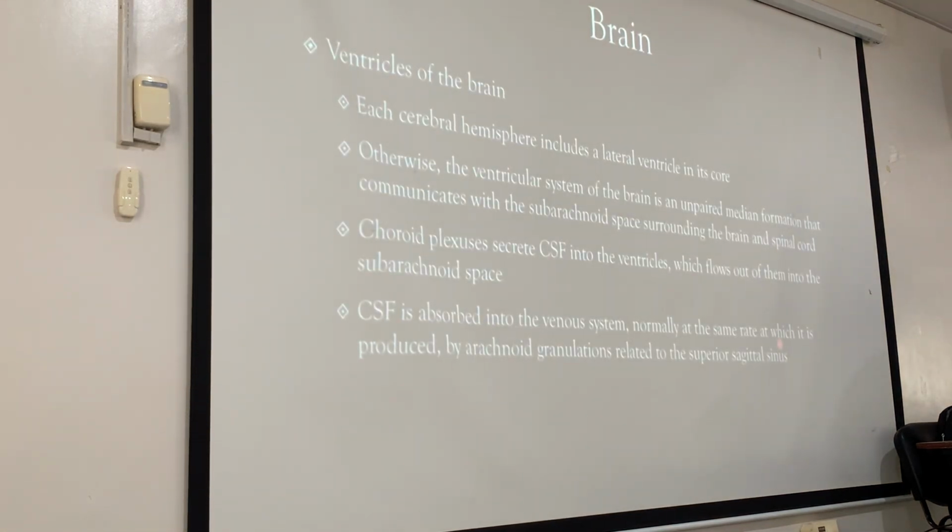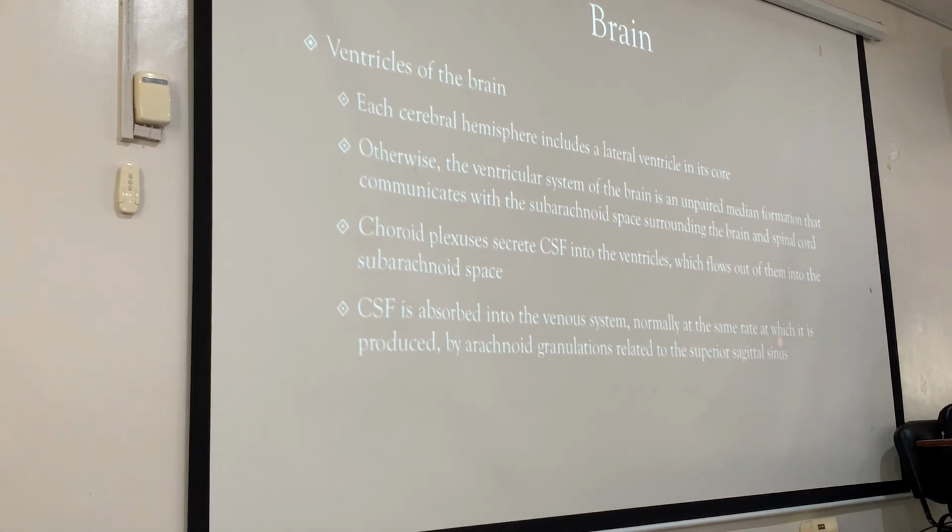So the brain also has ventricles. These are spaces which contain CSF. Each cerebral hemisphere includes a lateral ventricle in its core. So the left cerebral hemisphere has a lateral ventricle inside it. The right cerebral hemisphere also has a lateral ventricle inside it.